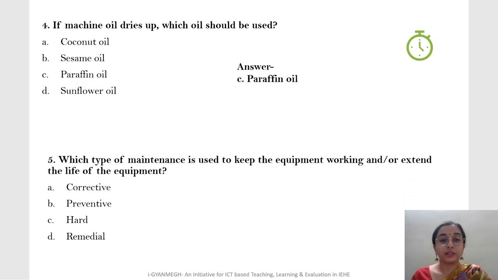And the last question here we have is, which type of maintenance is used to keep the equipment working or to extend the life of the product? Your options are corrective, preventive, hard, or remedial. You will get 5 seconds to answer this. Keep an eye on the timer and time up. So the correct answer is preventive.